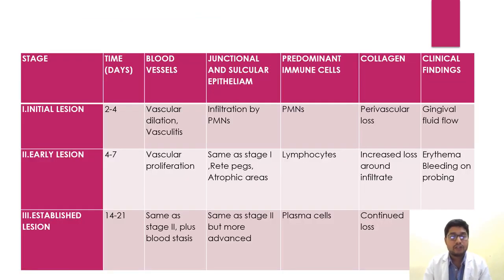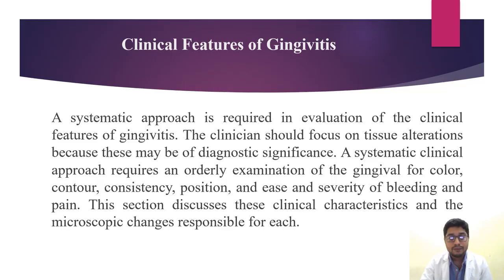So this is the summary of all the lesions: at what time each will come, how the blood vessels look, the junctional and sulcular epithelium, the predominant immune cells in which stages of the lesion you can see, and what happens to the collagen, and the clinical findings also. This is a summary of that.